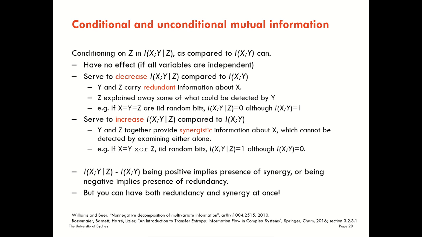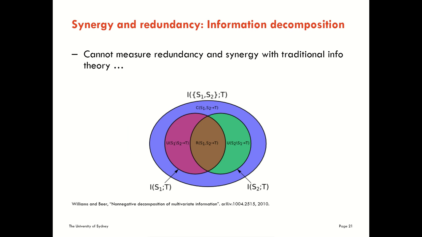This has led to a very active area in contemporary information theory, known as information decomposition or partial information decomposition. The reason this area has been so active is because we can't measure redundancy and synergy with traditional measures from information theory. We can represent this diagrammatically thanks to Williams and Beer.